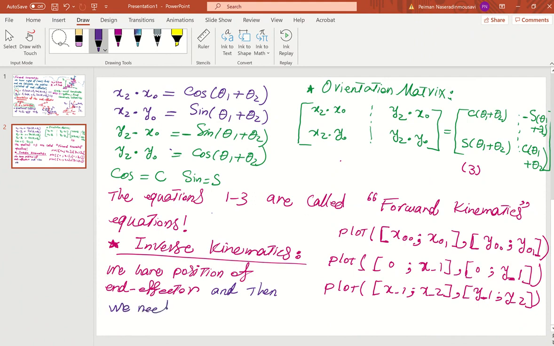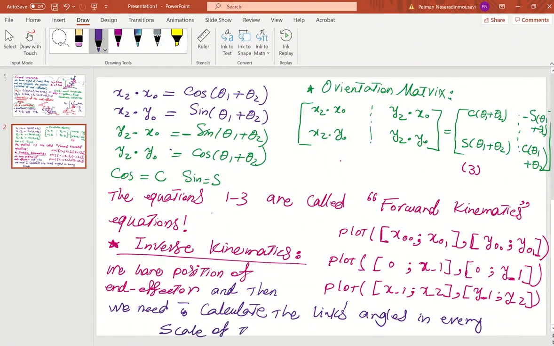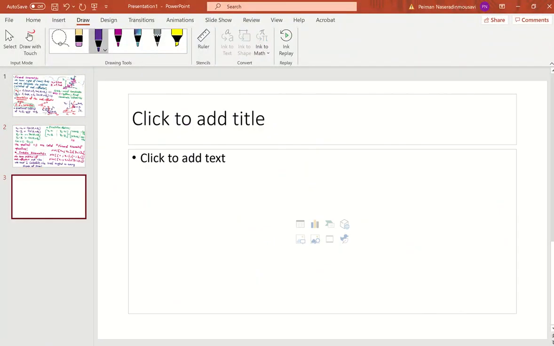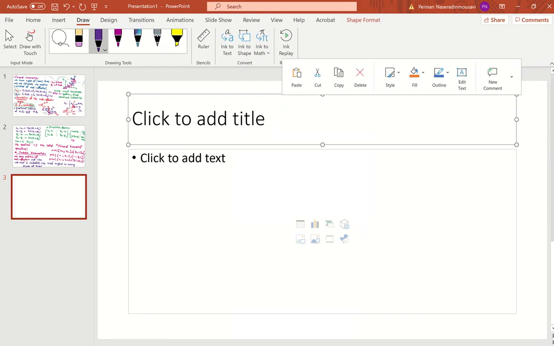we need to calculate the link angles at every instant of time. So this is like an inverse of mathematics, right? So how? For the problem that we have here, we know that we derive this for the end effector, guys.